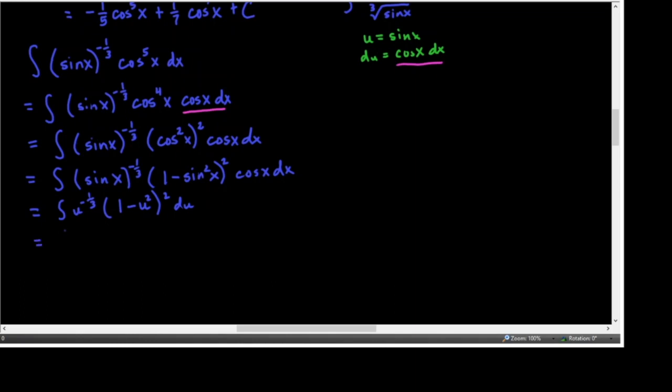So at this stage, probably the best thing to do would be to simplify the integrand, first by doing the squaring. And then do distribution.